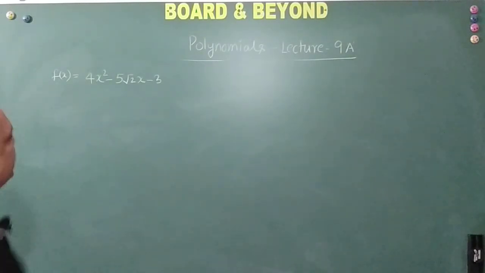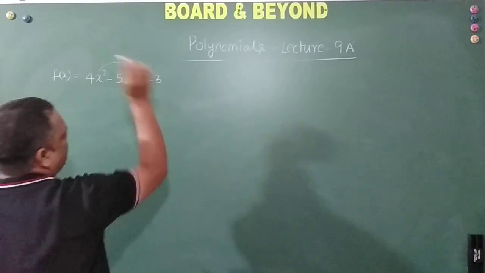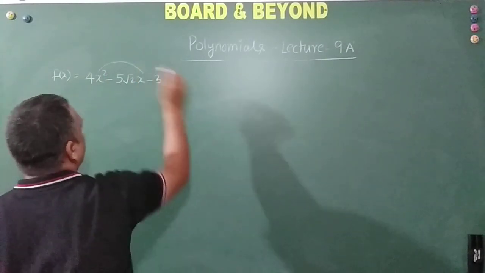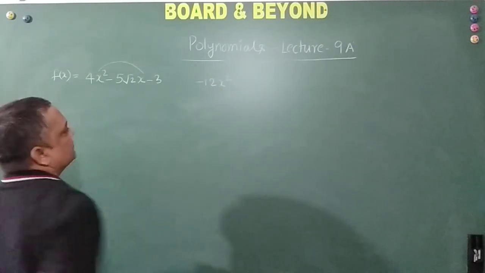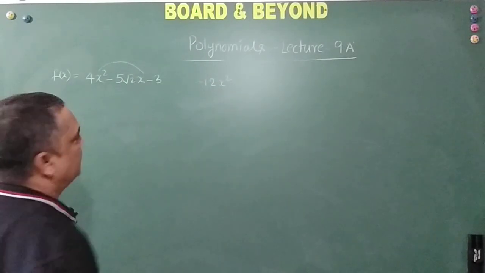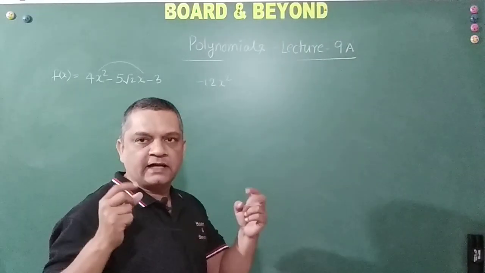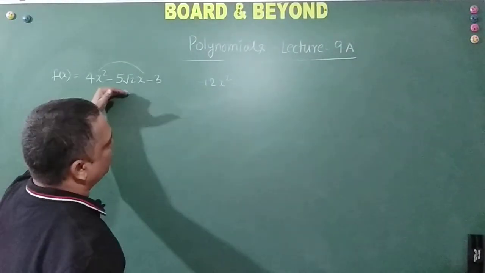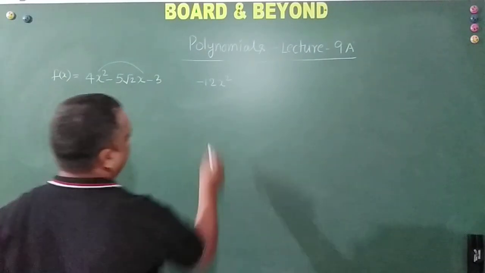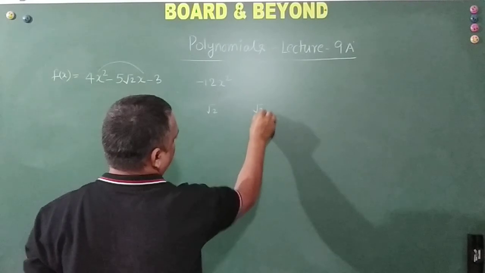So how do we do, my friends? We will try to factorize this. Okay, the first and the last term, which gives us minus 12x square. Right, first and the last term. Now we need to break minus 12 into two parts such that those two parts contain root 2, because I must get root 2 here when I add or subtract. Right. So let's take root 2 here and root 2 here.